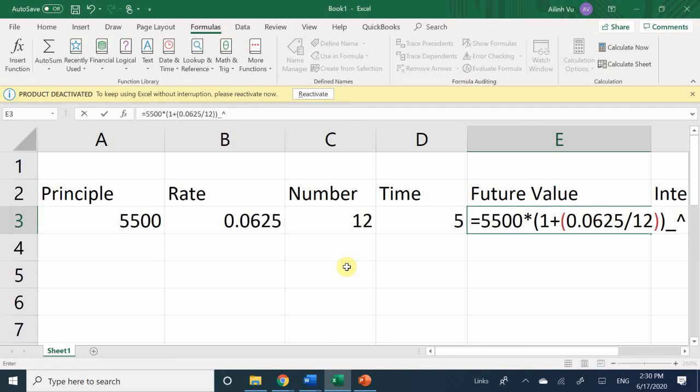And then you're going to open another parentheses. And then you're going to find out what the number is. So what is the number?